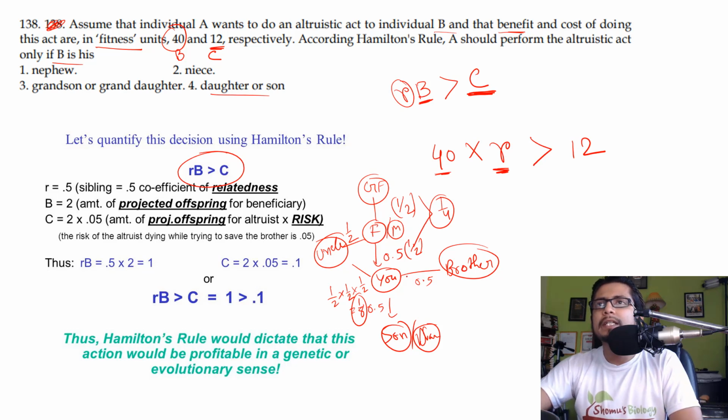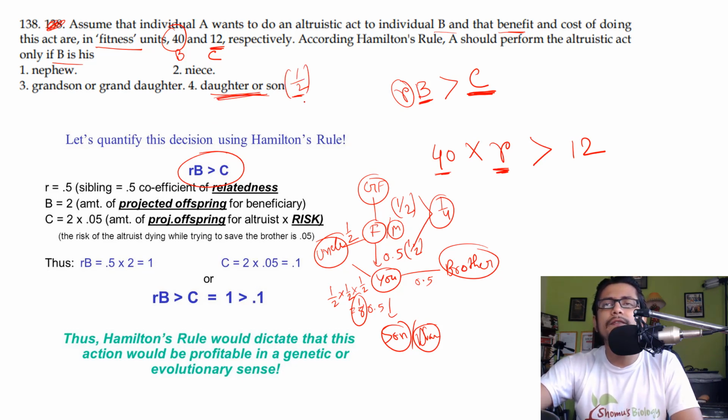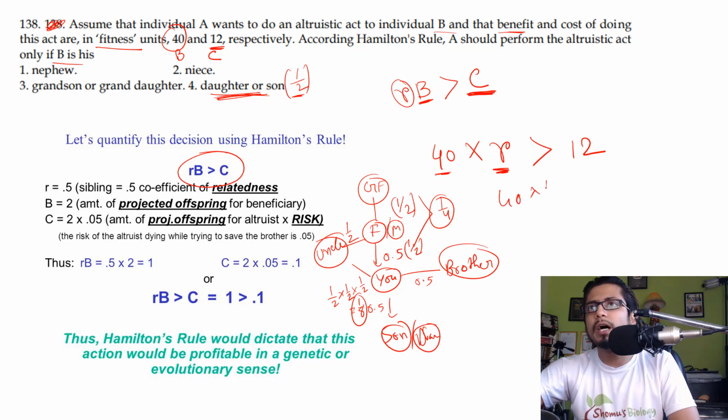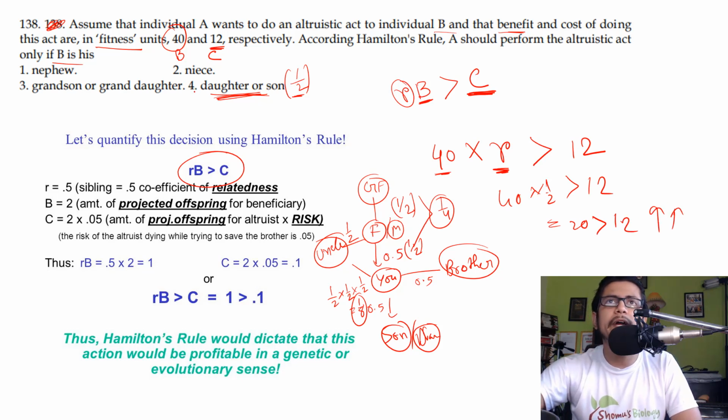Now the question is, here we want to find out this nephew, niece, grandson, granddaughter, daughter or son. So daughter or son has the relation of half. So 40 times half. Is it greater than 12? Yes, 20 is greater than 12. Fine. So it's fine to provide benefit to daughter and son.